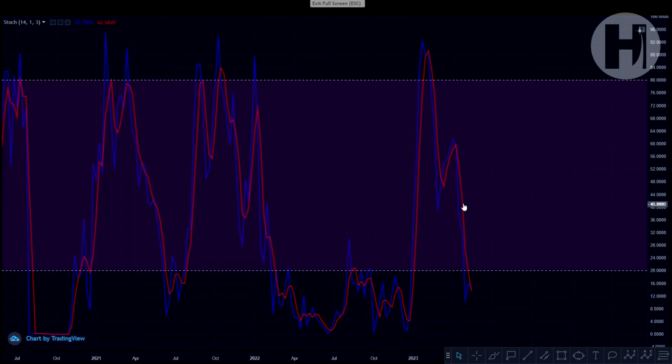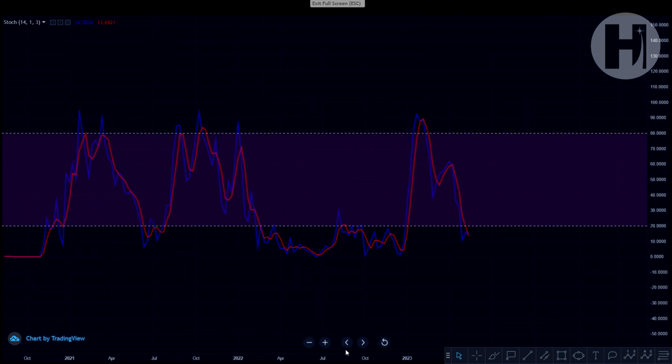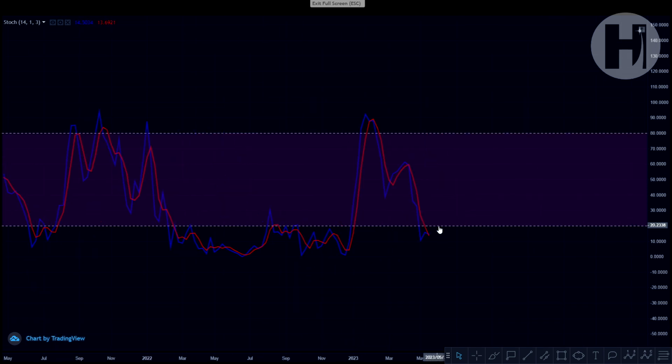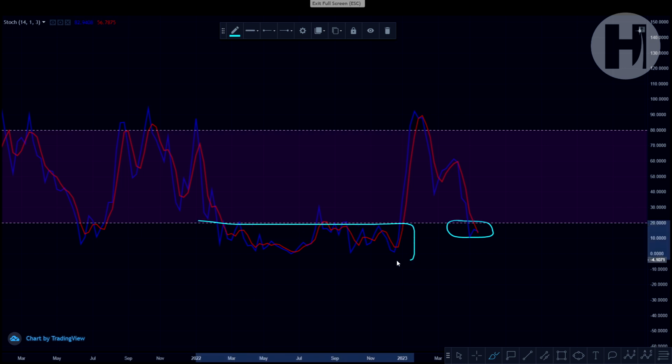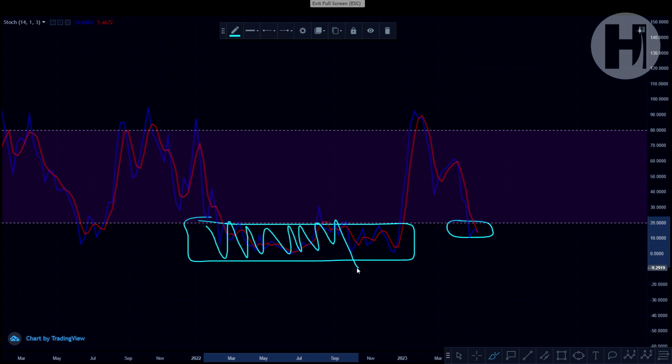Now, taking a look at the stochastic RSI, or the index, I should say, we are sitting below 20. That is a good area to be accumulating your tokens on basically any chart or asset. For example, take a look at this accumulation phase from February 2022 all the way until December 2022. For almost a year, you're sitting down here in the oversold.